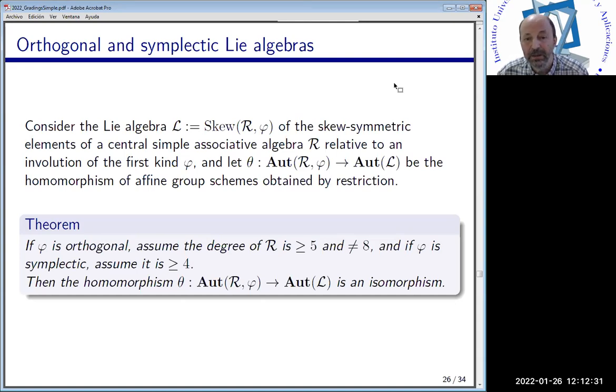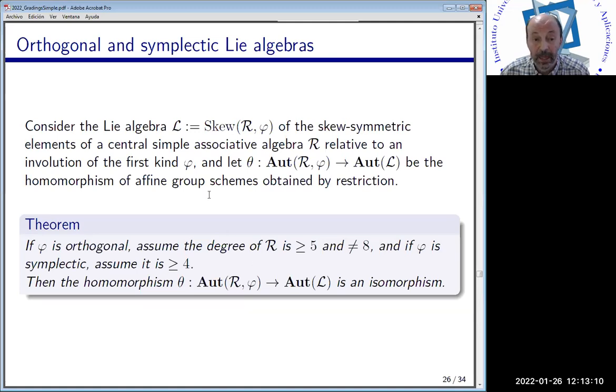And the problem with degree 8 is that the group scheme of automorphisms in the Lie algebra setting is larger because of triality in D4. Because of triality, this group scheme of automorphisms is larger than this one. And then the classification of gradings is a bit more difficult because of this. But with these exceptions, this is an isomorphism. So in order to classify gradings on our simple Lie algebras, it is enough to classify gradings on the associative side.